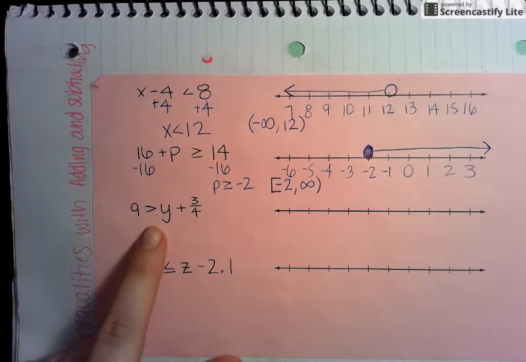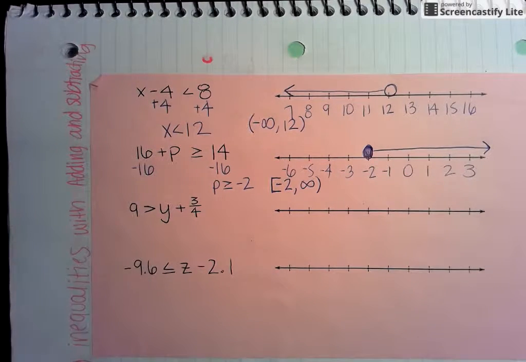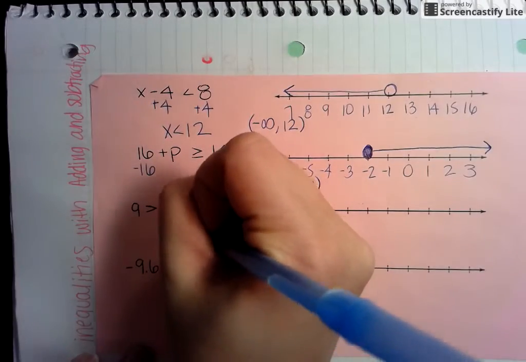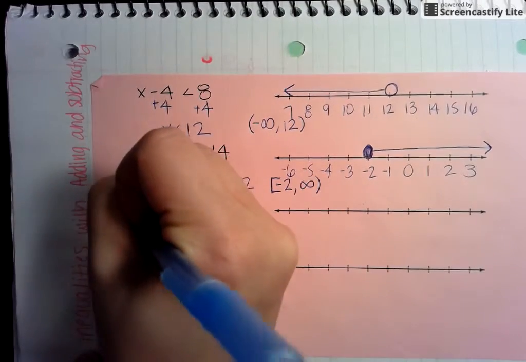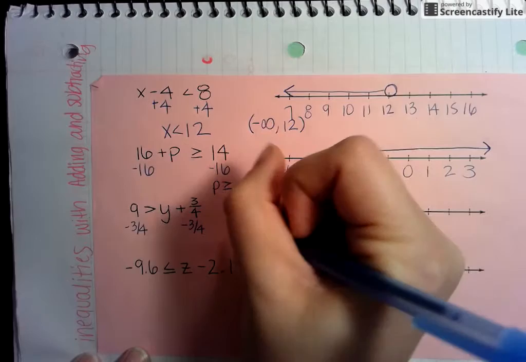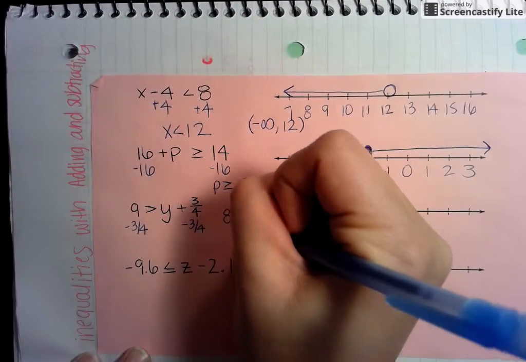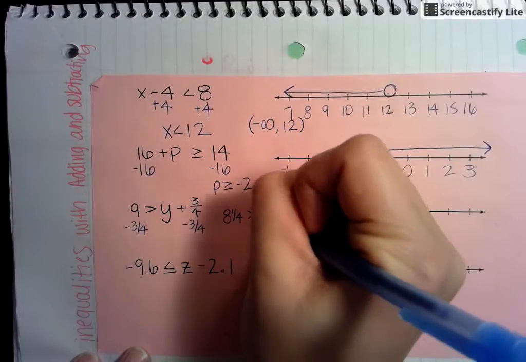For our next one, we want to make sure that we always have the variable on the left side. So we're going to solve for it first and then switch it. For example, we're going to subtract the 3/4 on both sides. So we would get 8 and 1/4 is greater than y.